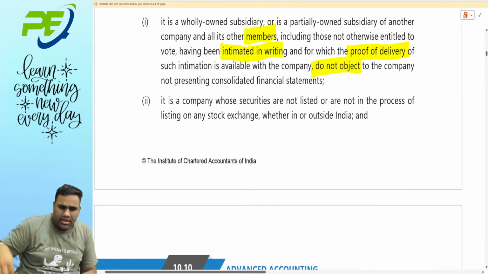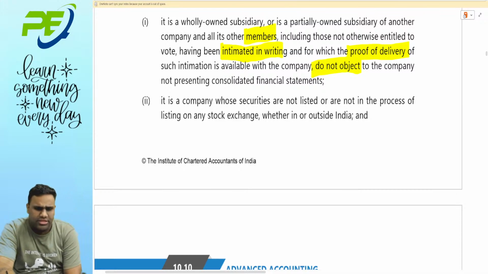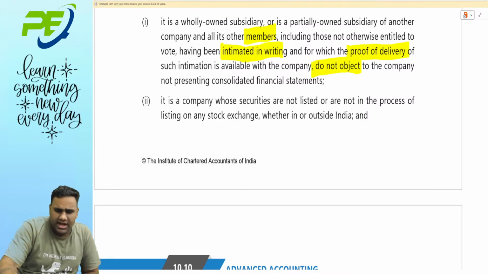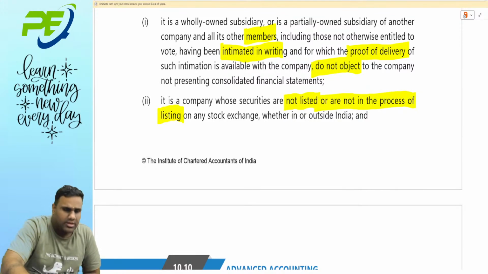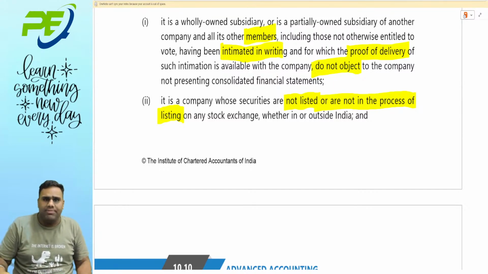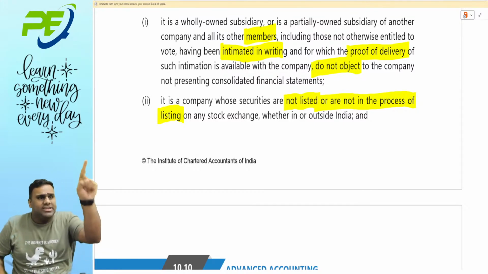Second, it is a company whose securities are not listed or not in the process of listing on any stock exchange, whether in or outside India. Not listed or not in the process of listing. We have read this in CA Foundation Companies Act. Listed company are those companies which are listed in recognized stock exchange.